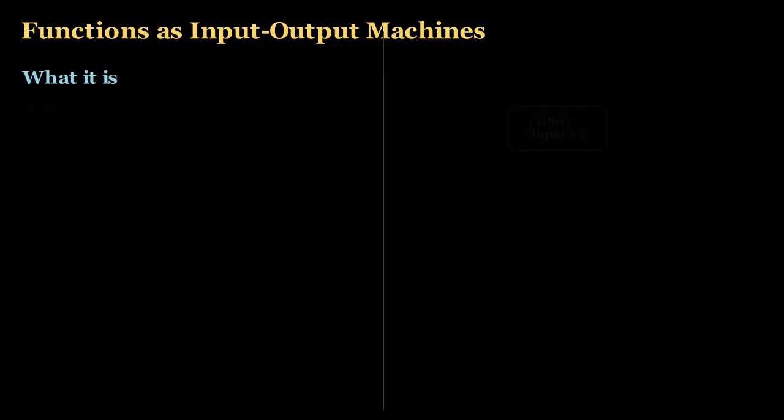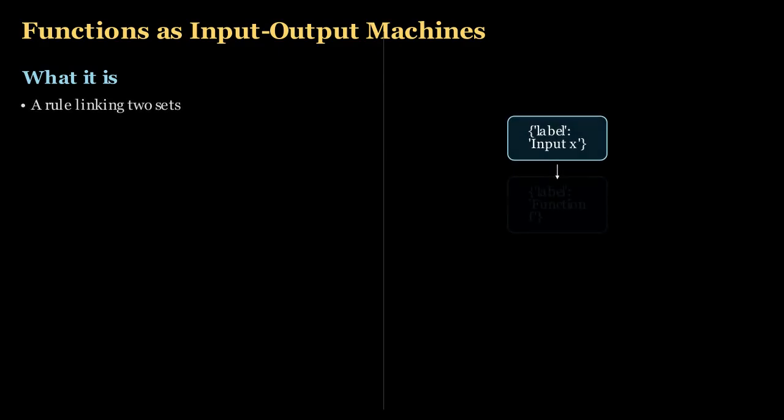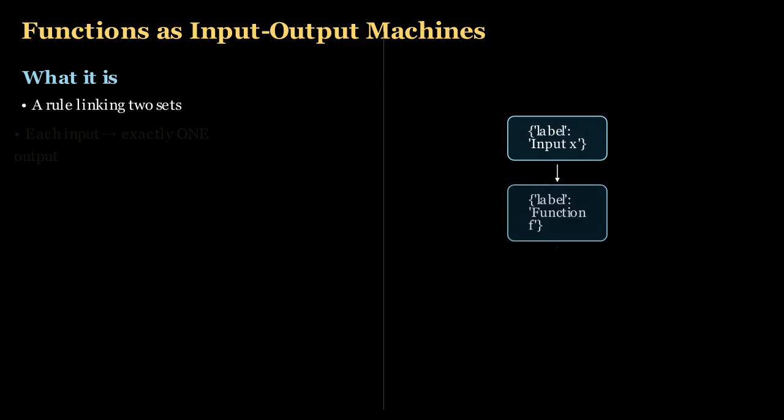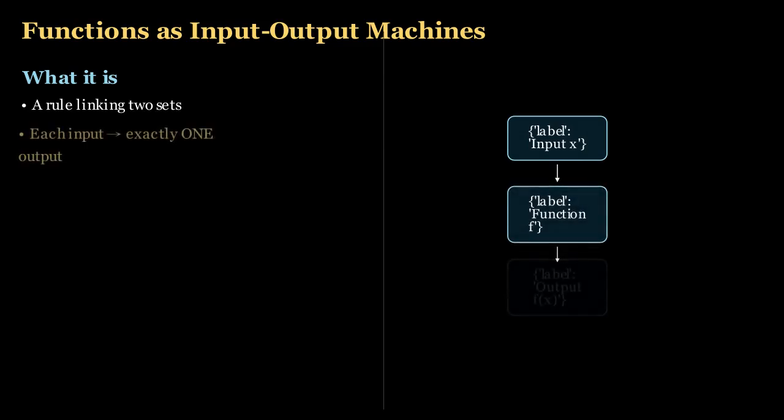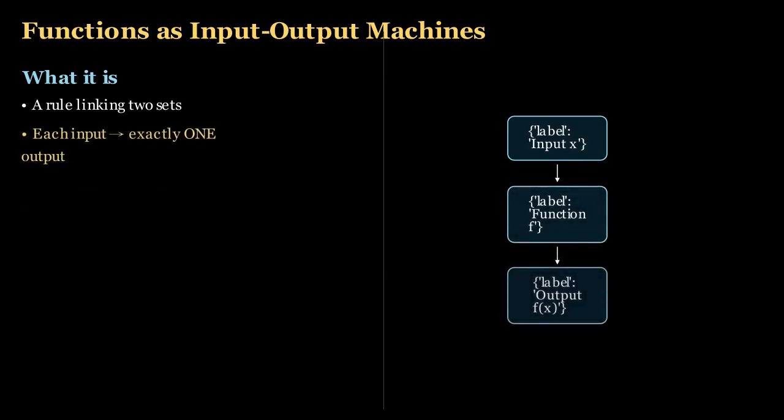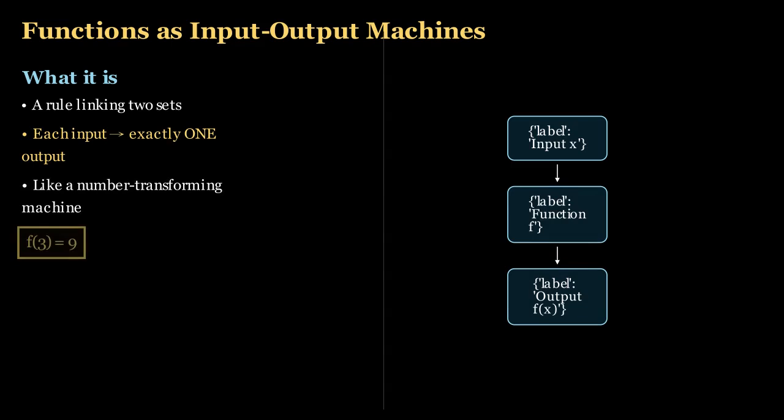Imagine a special box. You drop a number in the top, gears turn inside, and a new number pops out the bottom. That box is a function. More precisely, a function is a rule that connects 2 sets of numbers. The first set, called the domain, holds all the allowed inputs. The second set, called the codomain, holds all possible outputs. The crucial rule is this: for every single input you put in, the function gives back exactly 1 output.